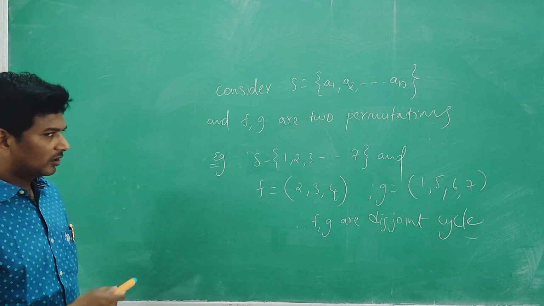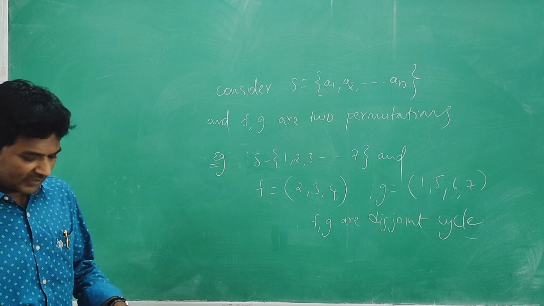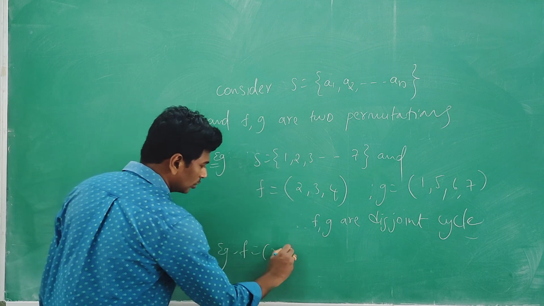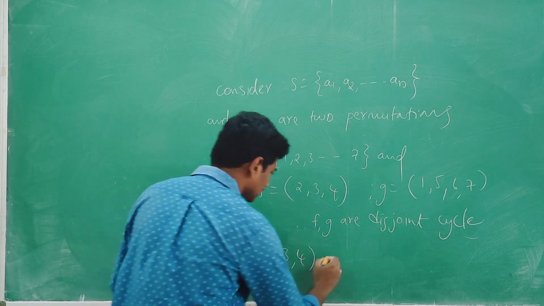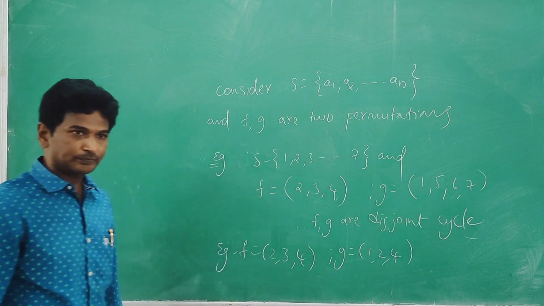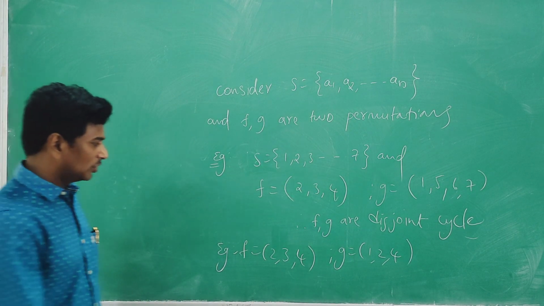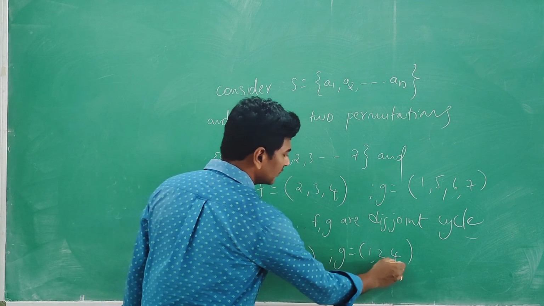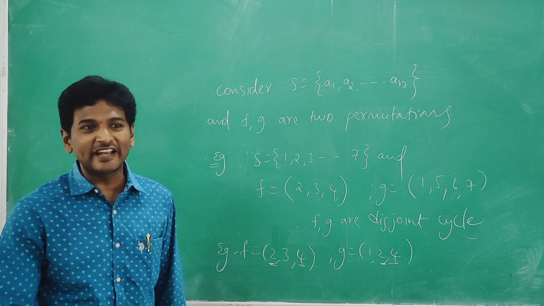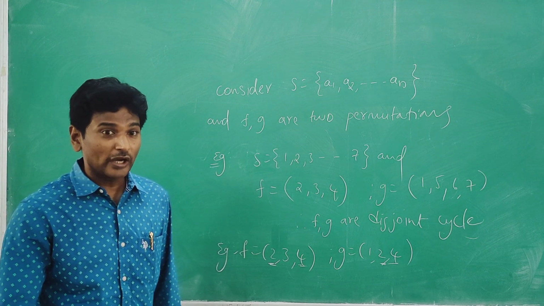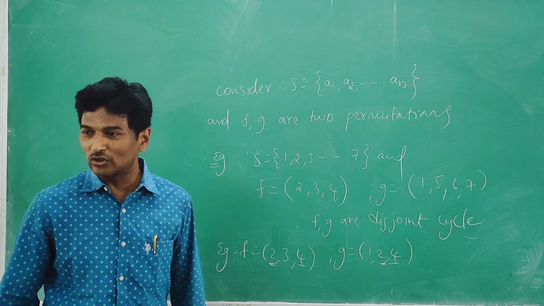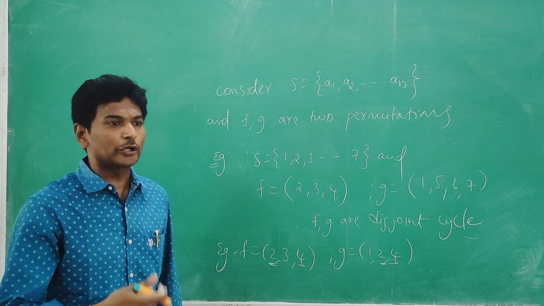Okay? And one more example. Example: F is equal to (2 3 4) and G is equal to (1 2 4). Here we observe 2, 4 are repeated. The condition of no common elements is failing. Why? 2 and 4 are repeated in both cycles.